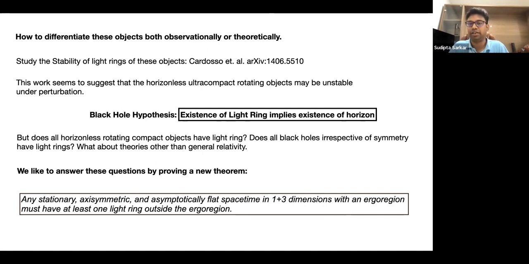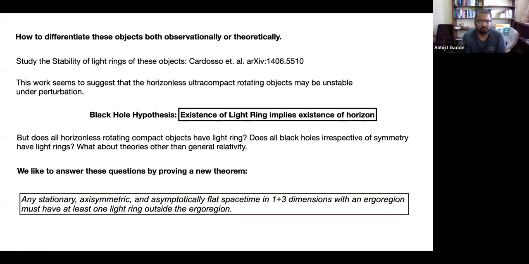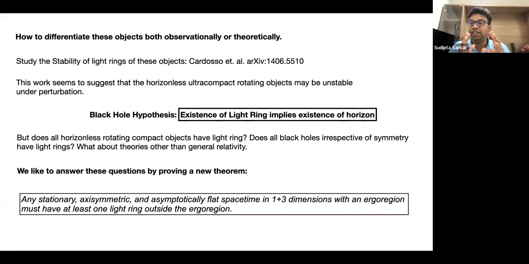And this is exactly what we have proven: that any axisymmetric, stationary, asymptotically flat spacetime, these are the assumptions I need for the proof in 3+1 dimensions. The 3+1 dimensions can be relaxed. And the claim is that there must be at least one light ring outside the ergoregion. So what we are saying is that if there is an ergoregion with these kinds of assumptions, there must be a light ring outside. It does not necessarily have to be a black hole. As long as the rotating object is compact enough to have an ergoregion, it will have a light ring outside. That's the claim.